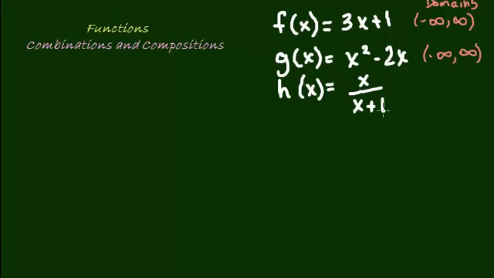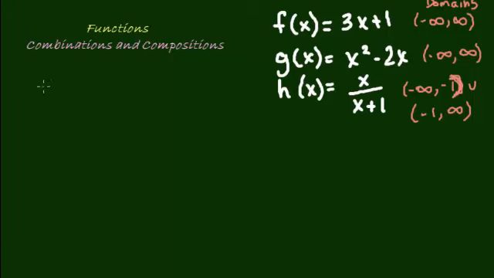And in this h of x function, x cannot be negative 1. So x is any real number where x is not negative 1. I can describe this as negative infinity to negative 1, union with, oops, I wrote a square bracket. I meant to write a round bracket there. Union with negative 1 on up to infinity, because x cannot be negative 1. So now I have my domains listed.